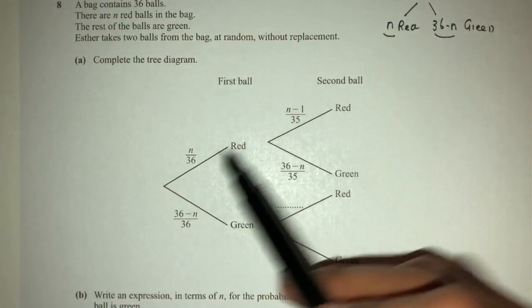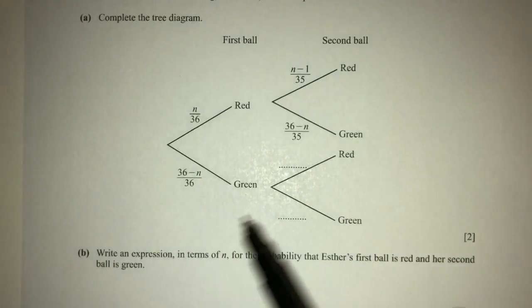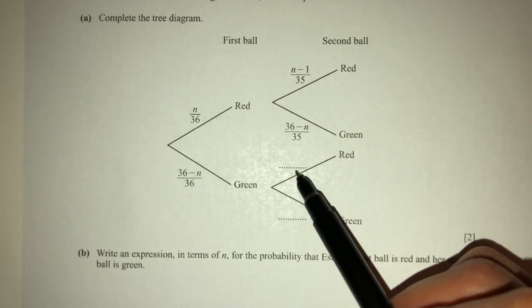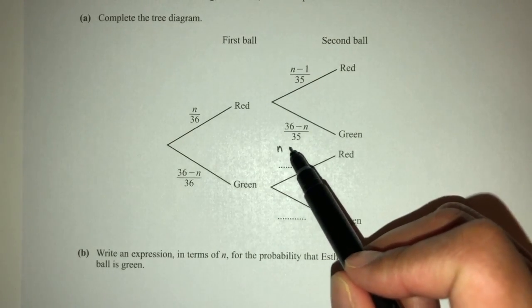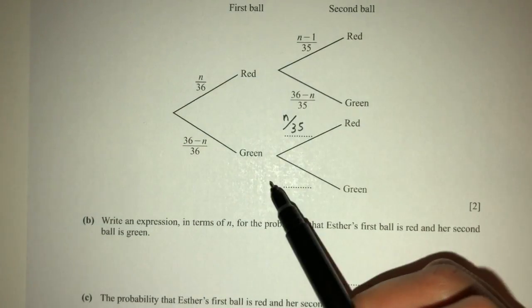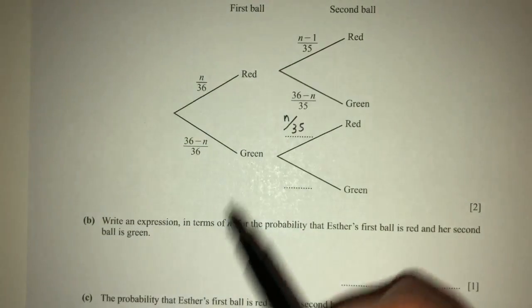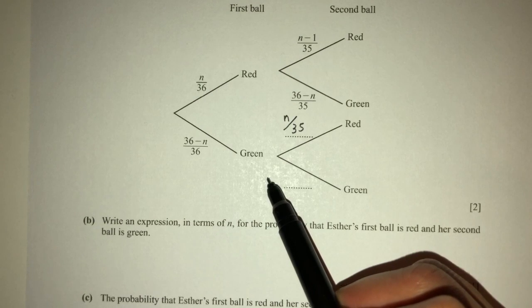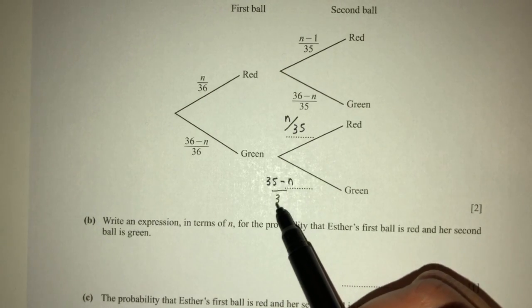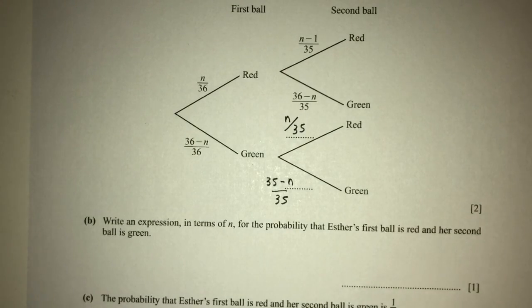What do we have? This one is done here. How about this one? For the first ball, if I take green, it will be this one. If you take red, it will be n over 35. And then take green, so we have to minus 1 again. That will be 35 minus n over 35. That will be part A.